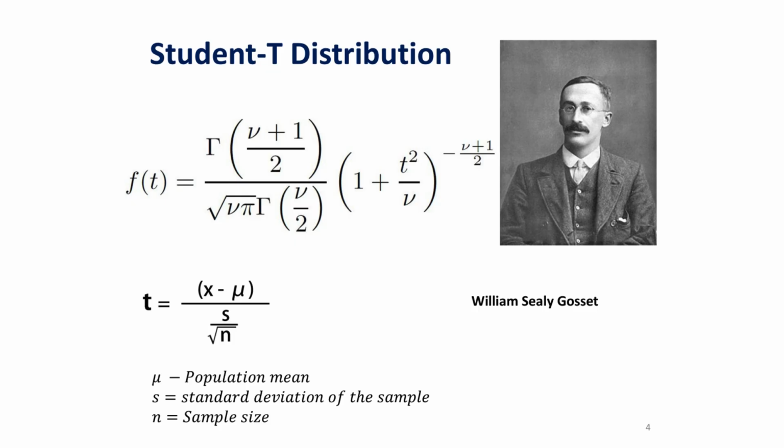The t-distribution became a cornerstone of modern statistics, particularly in hypothesis testing and confidence interval estimation, especially when working with small sample sizes and unknown population variance.